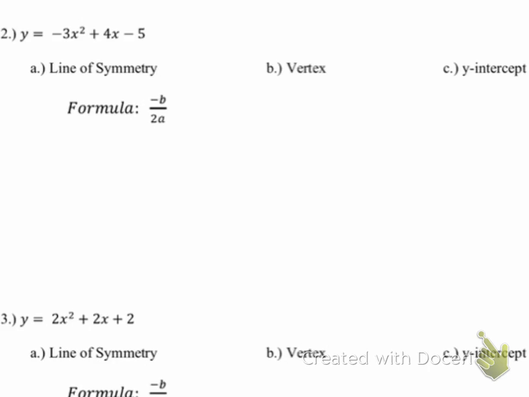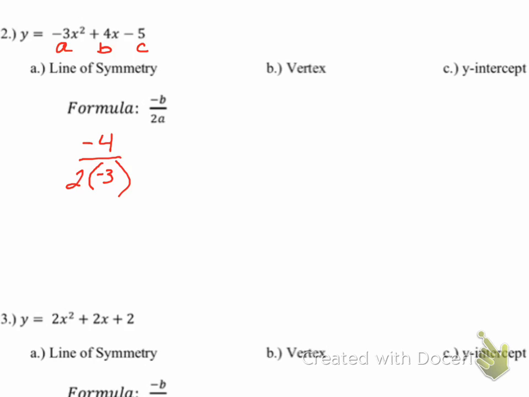So let's look at the second example. Same idea. You may want to just go ahead and label everything as A, B, and C. So I'm going to take the opposite of my b value, which is 4. So it's going to make it negative 4 all over 2 times my a value, which is negative 3. And so it's not always going to work out really nicely.